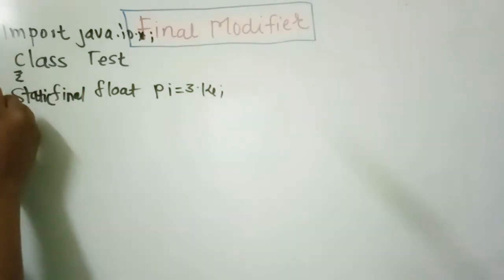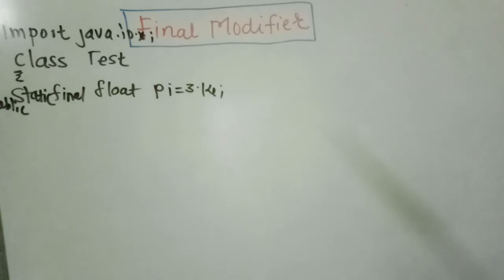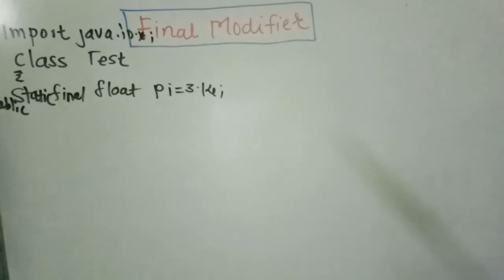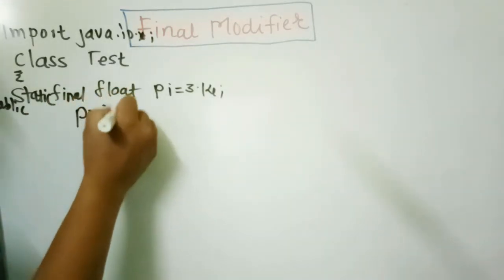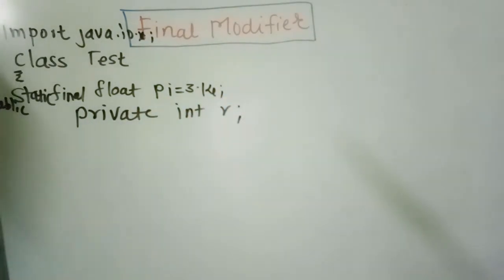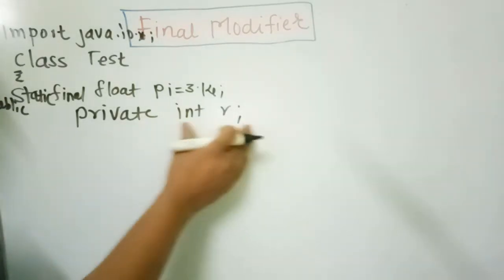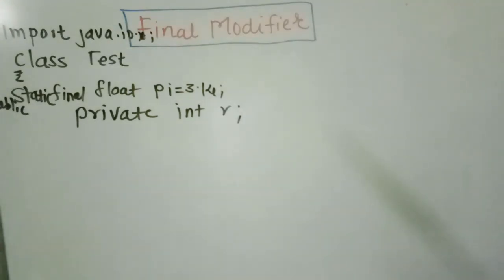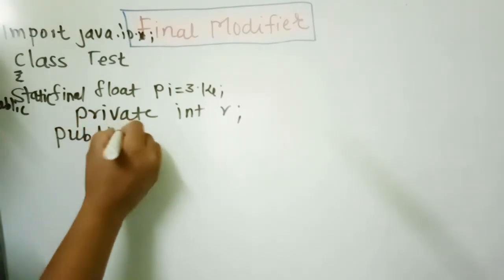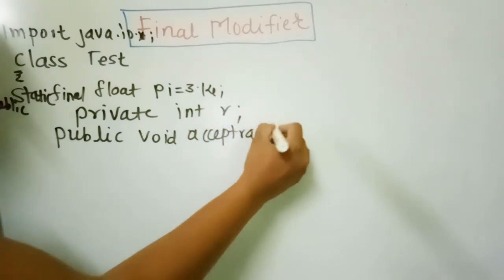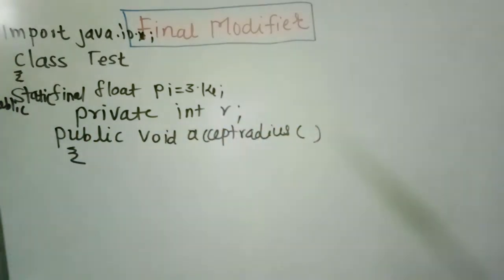If I want to make it public, then I can also write public static float pi equals 3.14. Now I will create one variable, that is private integer r. It means I am taking a radius and calculating the circumference and area of a circle. So it is private int r. Now I will create one method, that is public void accept radius, to accept a radius from a user.